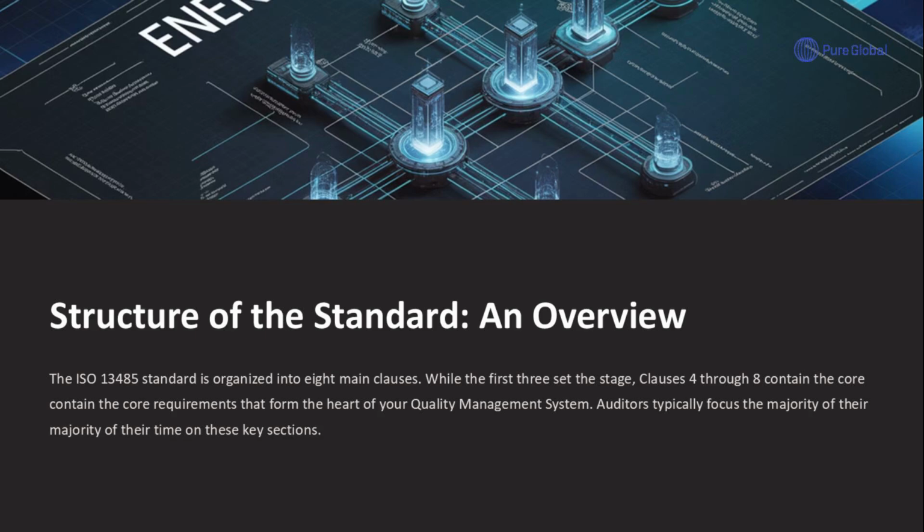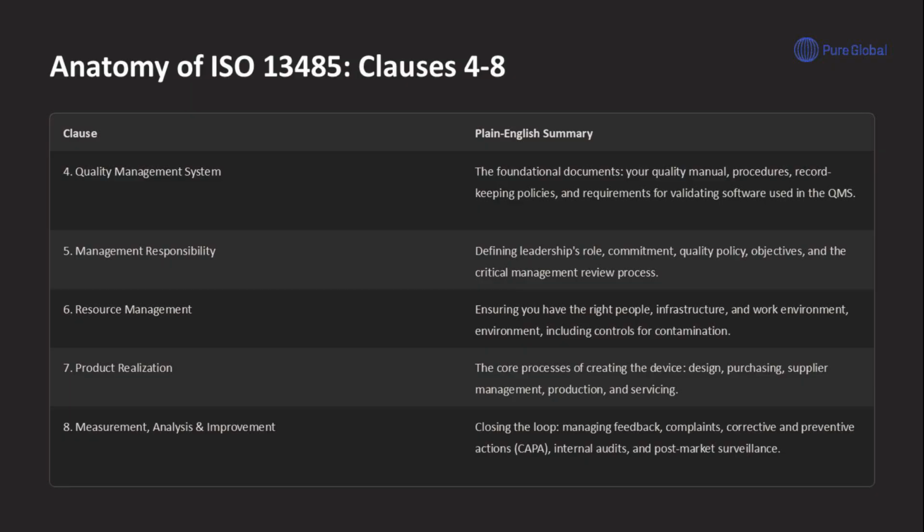The ISO 13485 standard is organized into 8 main clauses, with clauses 4 through 8 forming the core of your quality management system. These sections are crucial as auditors focus heavily on them during assessments, ensuring compliance and quality. Delve into the anatomy of ISO 13485 with a focus on clauses 4 to 8. These clauses cover essential aspects such as quality management systems, management responsibility, resource management, product realization, and measurement, analysis, and improvement.